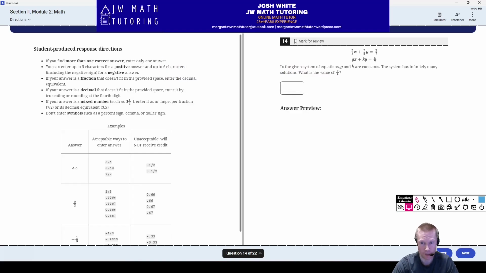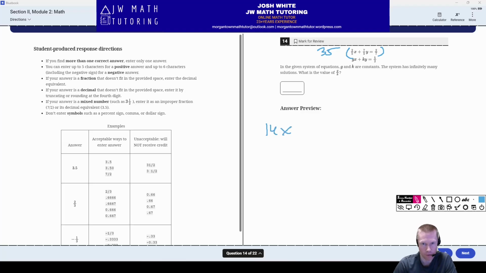Next up, we have question 14. So here is a fairly tricky problem. You want to find basically the value of g over k. So there's actually two ways you could do this. I'll show both methods. The first way I would do is I would multiply everything here by 35, just so I'm only working with whole numbers.